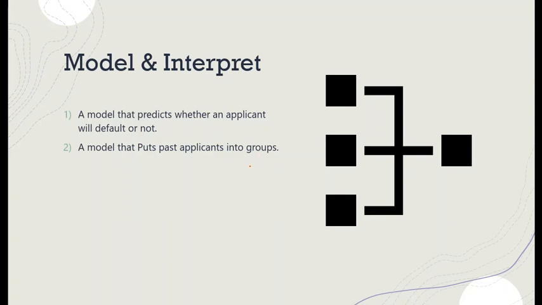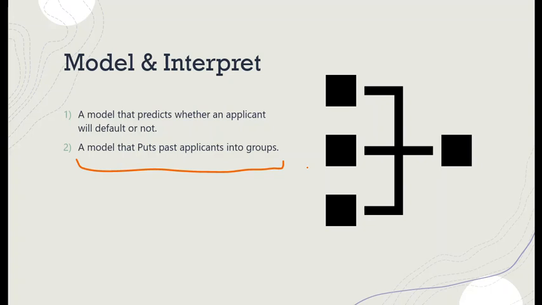The second model is a model that puts past applicants into groups. So we have in our database so many past applicants. We want to make use of this data. How? By creating a model that can assign the past applicants into different groups according to their characteristics.